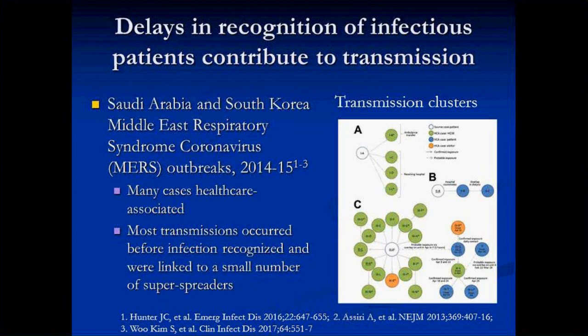Most of the transmissions occurred before infection was recognized. These are some examples of that. The white dots represent infected patients. The green dots represent healthcare personnel who are taking care of those patients. In the top example, we have a patient who spread MERS to four healthcare personnel who were taking care of that patient, who had respiratory symptoms, without realizing that this patient had MERS.